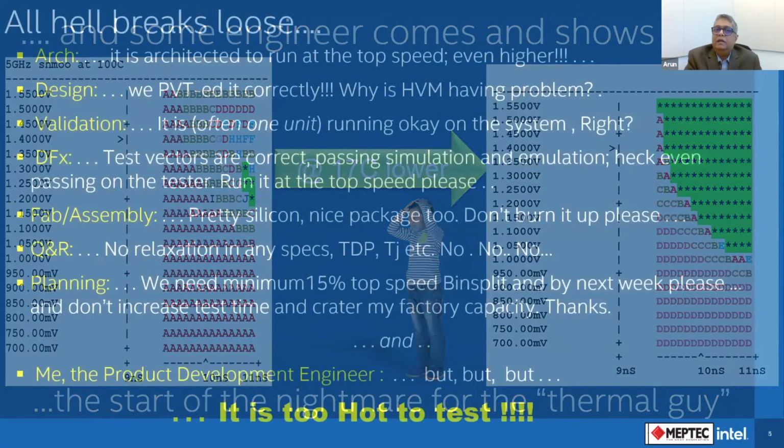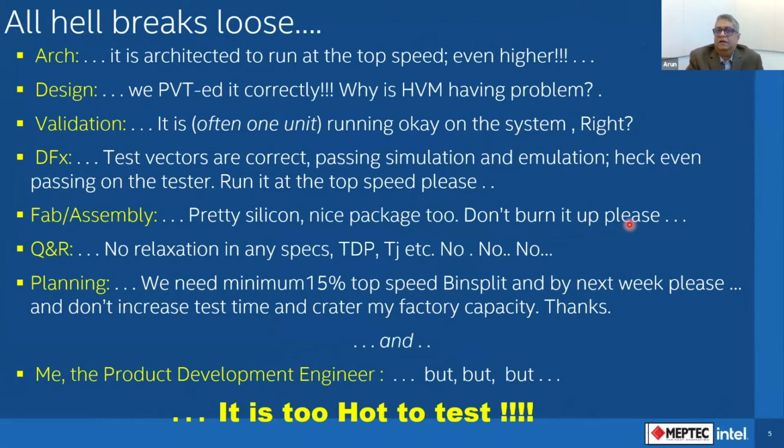The architects come and tell me, hey, I have architected this product to run at the top speed. In fact, run 1 gig higher, it'll run. Design guys will come and say, hey, I have done PVT for this perfectly. Why is it having a problem? My friends from validation, Murthy and RJ, will usually come with 1 unit and say, hey, I'm running okay on the system. What is your problem? The DFX guys who generate the test vectors and fabric and everything will say, our DFX is good. Our tests are passing. In fact, you yourself are showing that tests are passing.